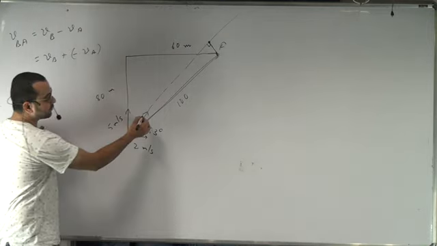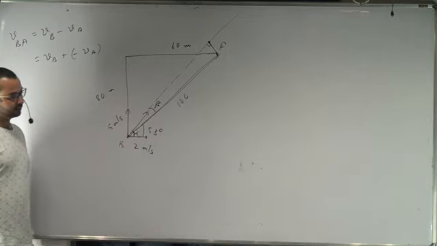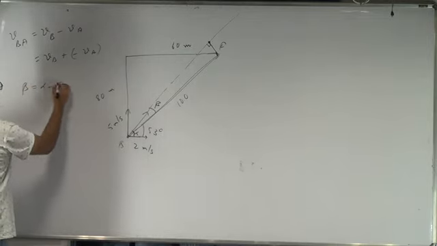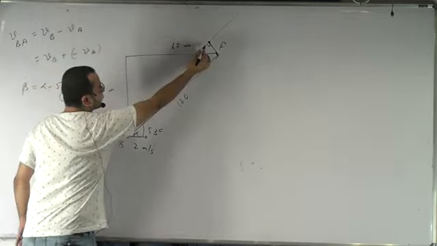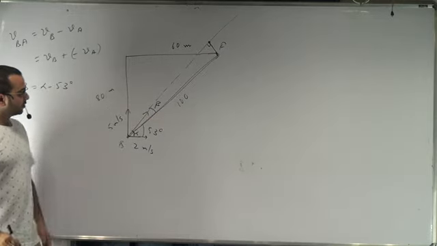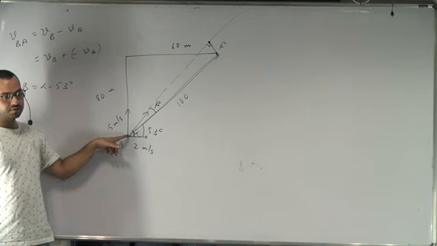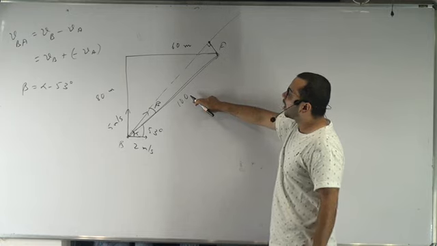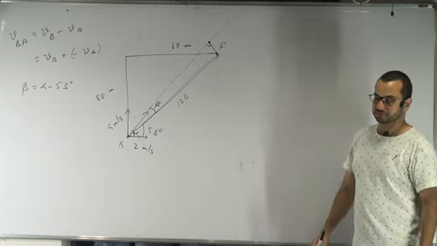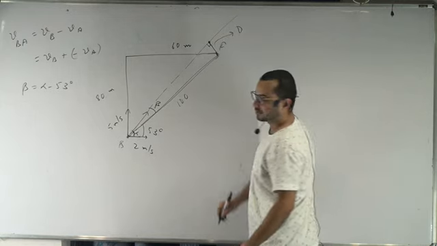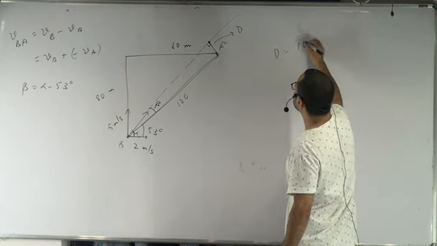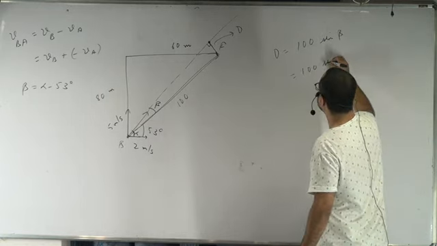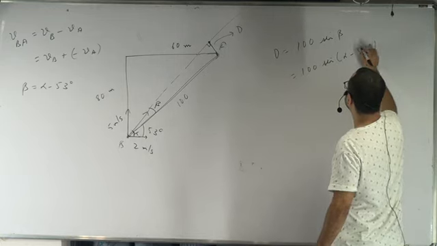Okay, so can we find out this angle? Let's call this beta. So what is beta? Beta is alpha minus 53 degree. Okay, now look at this triangle. What is this 100? This is the hypotenuse. And what do we need to find out? We need to find out this. So this distance would be 100 sine beta. यानी कि this is equal to 100 sine of alpha minus 53 degree.